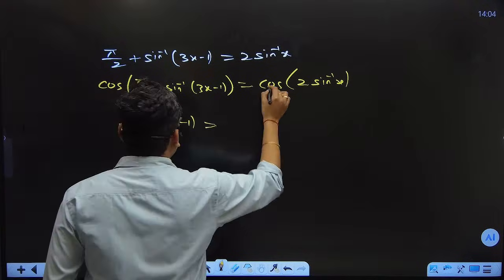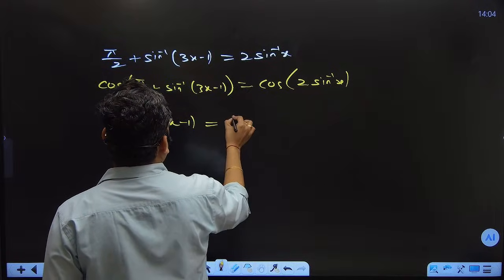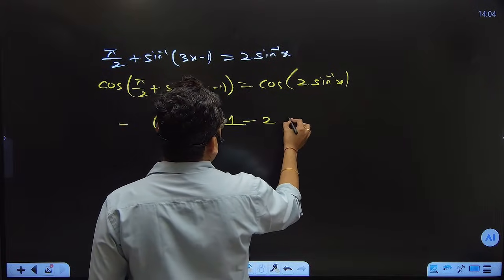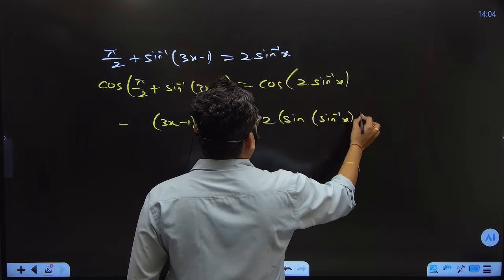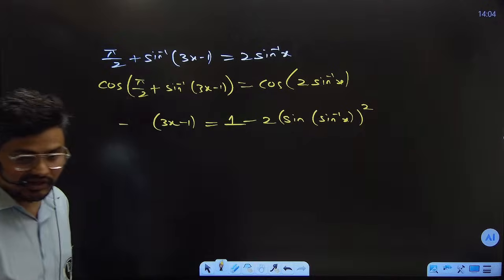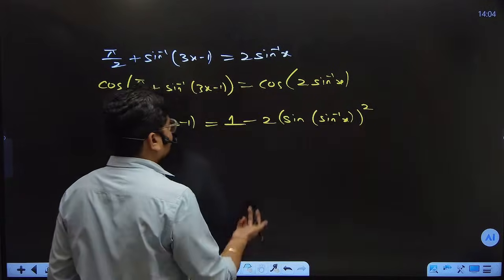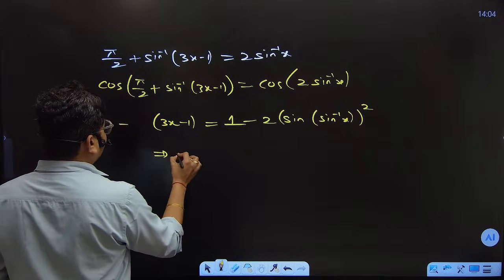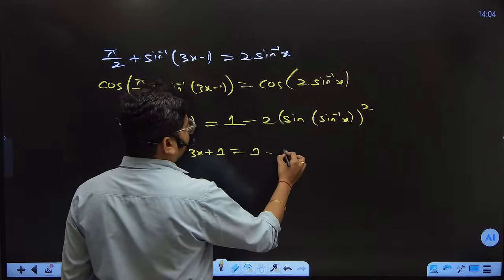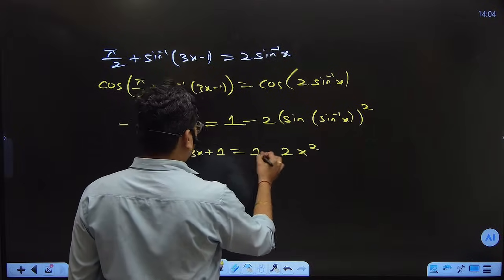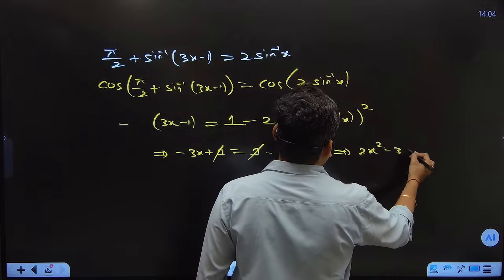And here cos 2 theta, I'll write as 1 minus 2 sin square theta. So it is 1 minus 2 times sin of sin inverse x whole square, right? And sin of sin inverse x is again going to be x within the principal value domain of sin inverse of x. So I'm getting an equation: minus 3x plus 1 is equal to 1 minus 2x square. So 1 also gets cancelled, and you're getting 2x square minus 3x is equal to 0.